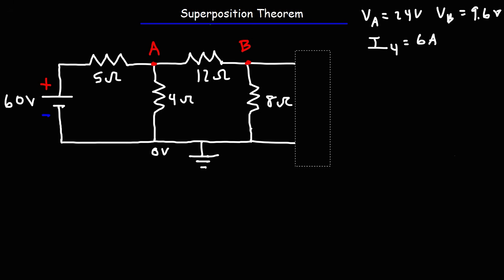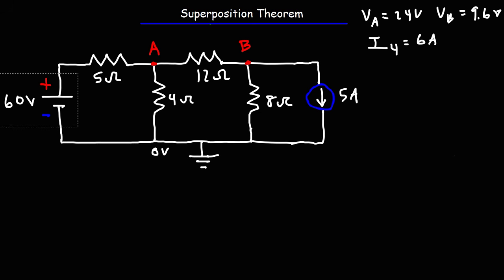Now what I'm going to do now is introduce the 5 amp current source that we had at the beginning. So let's put the current here, and now we're going to get rid of the voltage source. So we replace the current source with an open circuit. We're going to replace the voltage source with a closed circuit or a short circuit. So now that we've replaced the voltage source with a short circuit, let's see if we can calculate the potentials at A and B, and also the current flowing through the 4 ohm resistor.